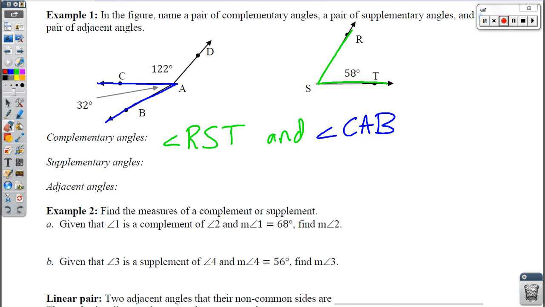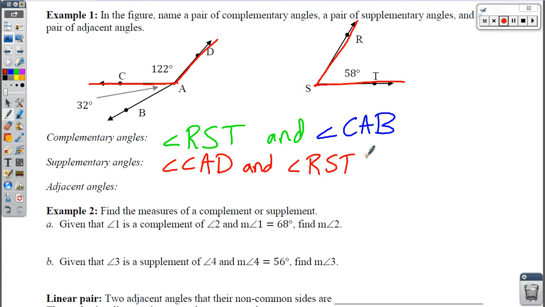Let's look at supplementary angles. So supplementary angles, again, add up to 180. So looking at, say, this angle here in red, and then, again, we're going to look at angle RST. Those two angles together will make 180 degrees. So 122 plus 58 is 180, which means that angle CAD and angle RST, those two angles are supplementary.